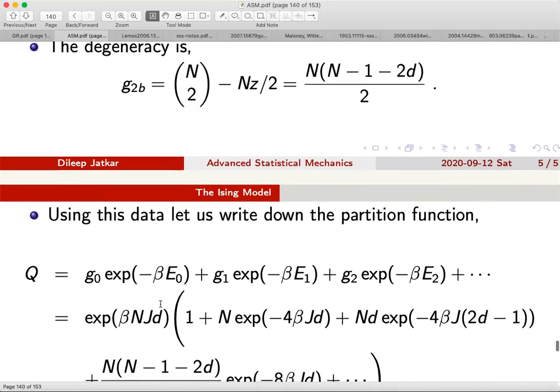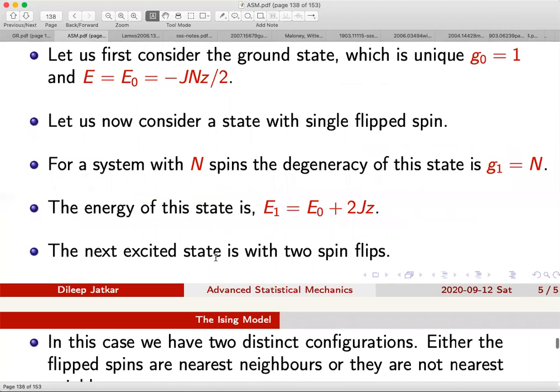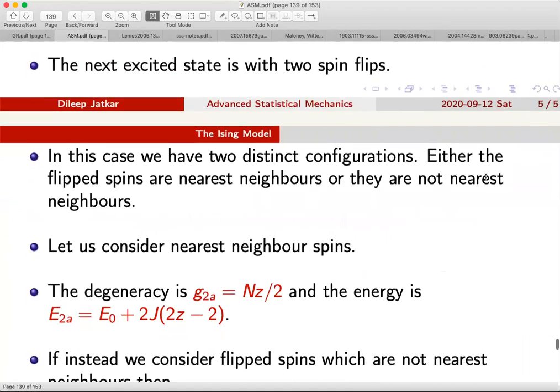Okay, so now what we do is we pull the e to the minus beta E naught out. Since E naught was minus nJz by 2, but z was 2d, that's why it is nJd, and the minus sign takes care of the minus sign here. That factor is common to everybody, so you just pull it out. Then this quantity gives you 1 because G0 is just 1. G1 is n. That was the thing that we had computed.